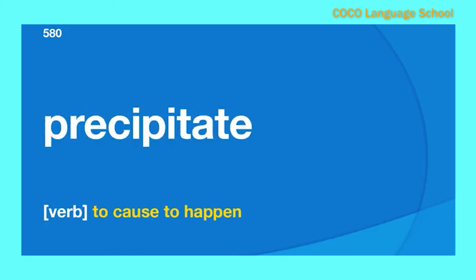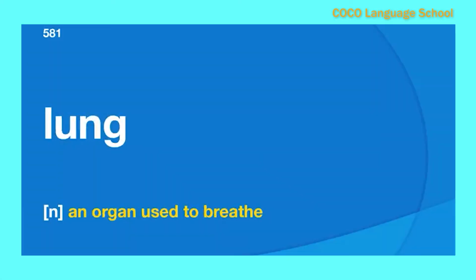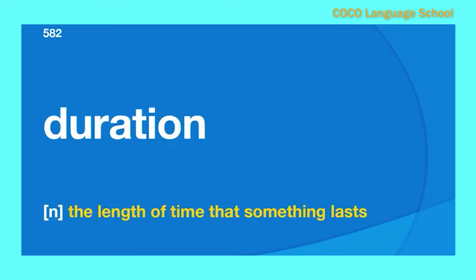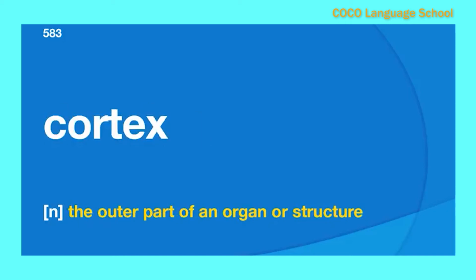To cause to happen. Precipitate. An organ used to breathe. Lung. The length of time that something lasts. Duration. The outer part of an organ or structure. Cortex.